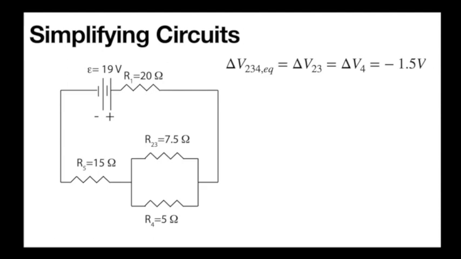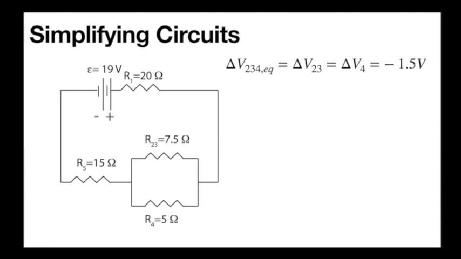Now let's expand this R234 equivalent into R23 and R4, the parallel branches. Now here, we know that the current is not going to be the same in the 2 branches. Instead, it's going to split, and the sum of the currents in the 2 branches will equal I total. The other thing we know is that the voltage drops are the same.